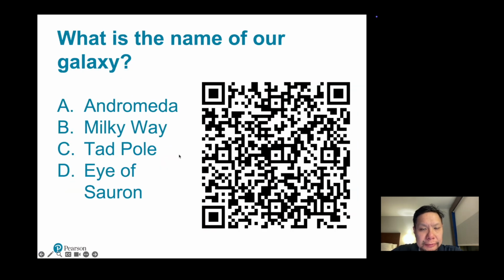So here's your first question. Go ahead and just scan it and answer the question on your QR code. And if it doesn't work, then just send me a Teams message with the answer, so I know that you actually watched the video. What is the name of our galaxy? If you don't know, it's literally on the previous page. Anyway, so that's the question for today.